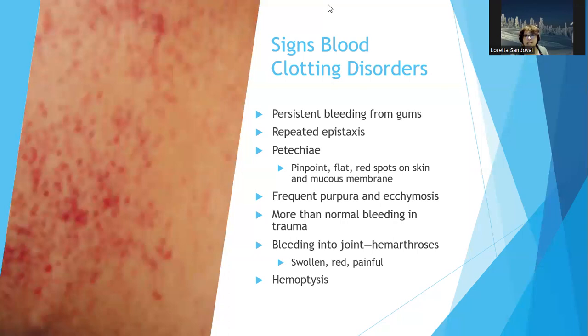More than normal bleeding in trauma. So like you get a paper cut and you bleed and bleed and bleed. So that's more than normal. Bleeding into the joint, which is hemarthrosis, swollen, red, and painful joints. That's what bleeding into the joint causes. And hemoptysis, which is coughing up blood. None of that stuff's good. We know that.